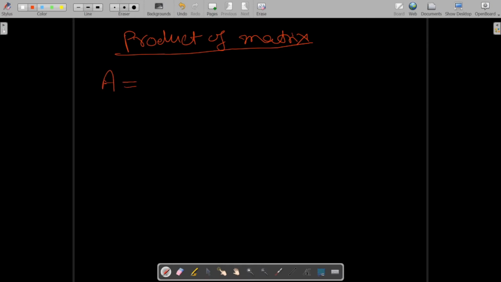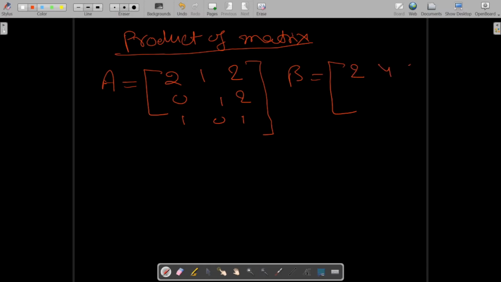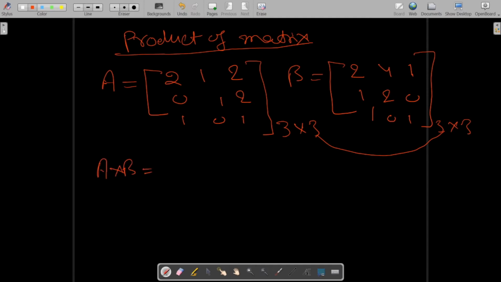So take this one example: A is 2 1 2, 0 1 2, 1 0 1, and B is 2 4 1, 1 2 0, 1 0 1. Size of the matrices is 3 cross 3, here also 3 cross 3. So these two are the same, so we can perform the matrix product here. Then what is A cross B? The resulting product matrix would be 3 cross 3.